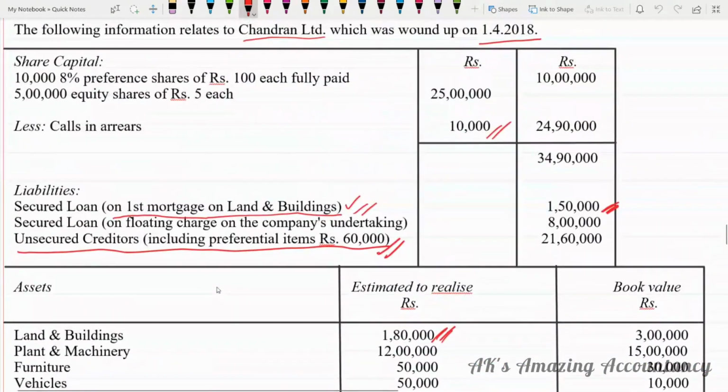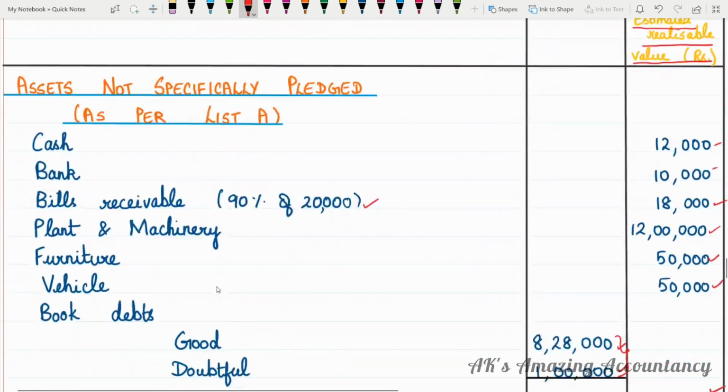In the problem, you are given secured loan on floating charge on company's undertaking, 8 lakhs. So, this is only debenture holders. So now let us take it to the answer.